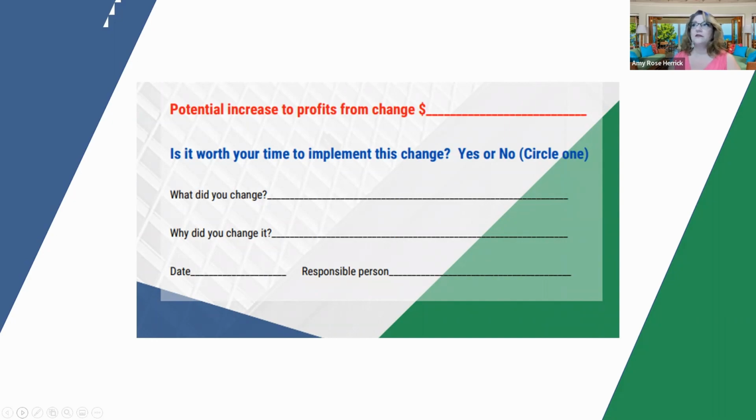So when we look at a potential increased profit from a change, we've got a number. Is it worth it to implement the change? It's very simple. It's a yes or no question. What did you change? Why did you change it? What's the date? What's the responsible person?